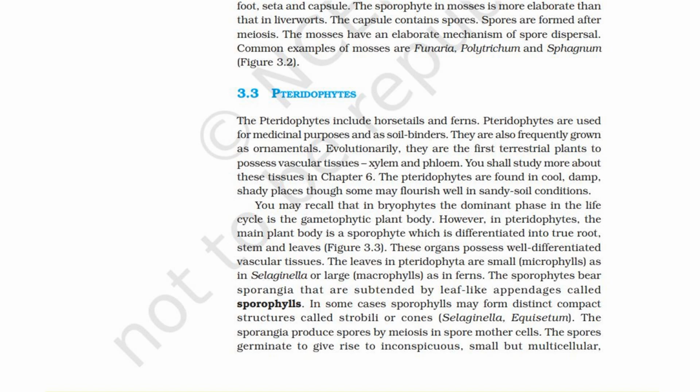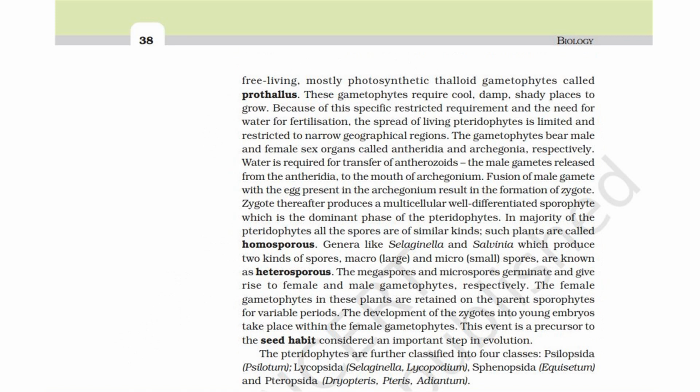The sporangia produce spores by meiosis in spore mother cells. The spores germinate to give rise to inconspicuous, small but multicellular, free-living, mostly photosynthetic thalloid gametophytes called prothallus. These gametophytes require cool, damp, shady places to grow. Because of the specific restricted requirement and the need for water for fertilization, the spread of living pteridophytes is limited and restricted to narrow geographical regions. The gametophytes bear male and female sex organs called antheridia and archegonia, respectively. Water is required for transfer of antherozoids, the male gametes released from the antheridia, to the mouth of the archegonium.